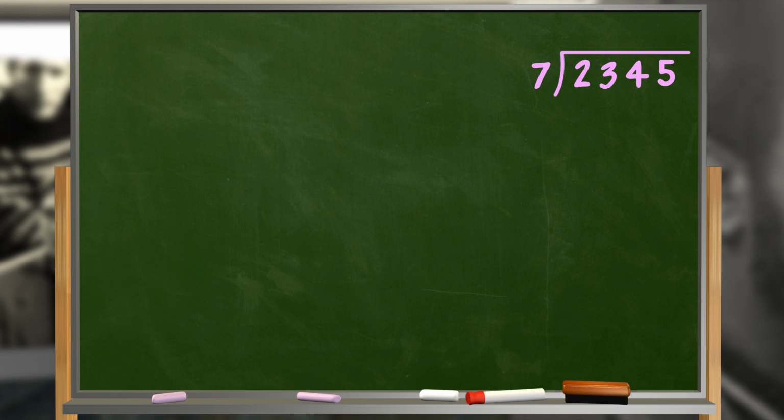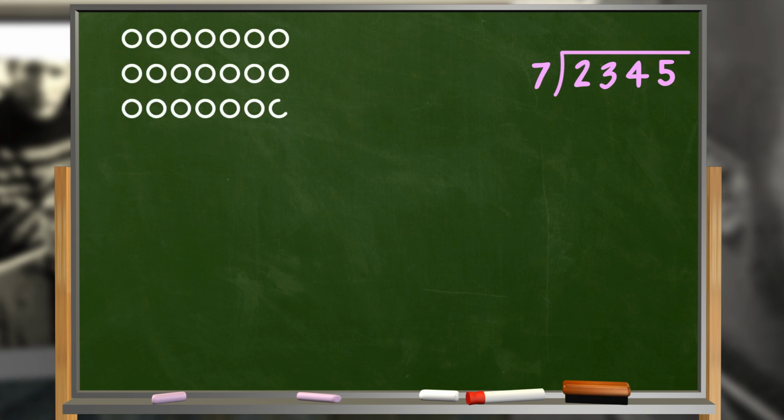So now, on the side of your problem, let's just draw circles until we get to the number 23. Here we go. Now, in every group, there are 7 circles. Why are there 7 circles, you ask? Because our divisor is 7. So regardless of what the divisor is in a division problem, it dictates how many circles belong in that group. We have 7 as the divisor here, so we need 7 circles in each group until we get to the number that we're looking for.